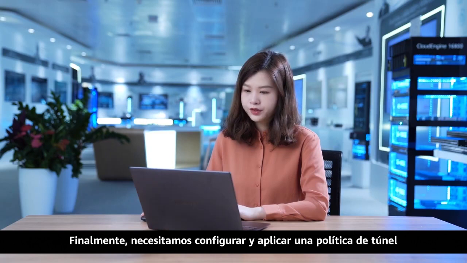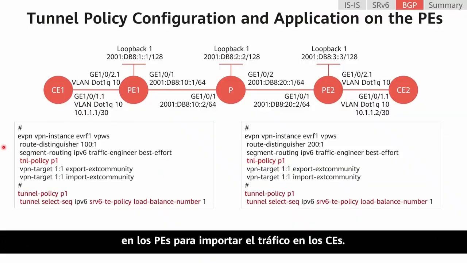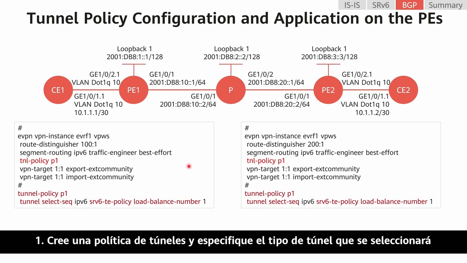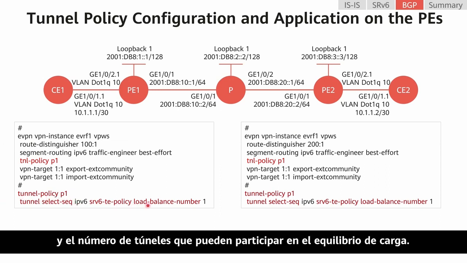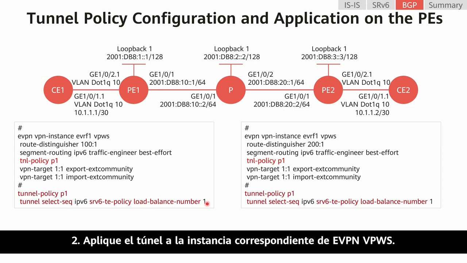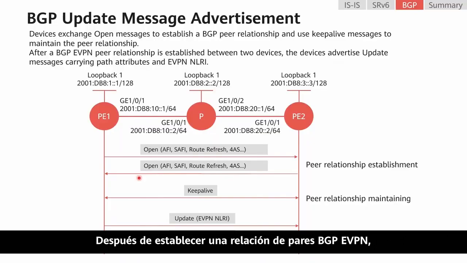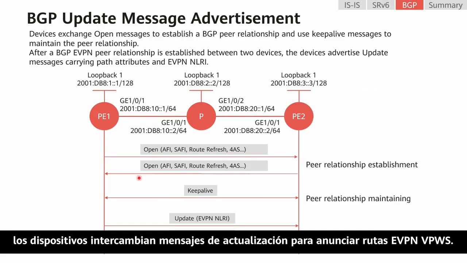Finally, we need to configure and apply a tunnel policy on the PEs to import the traffic on the CEs. The configuration mainly includes the following 2 steps. First, create a tunnel policy and specify the tunnel type to be selected and the number of the tunnels that can participate in load balancing. Second, apply the tunnel policy to the corresponding EVPN VPWS instance. After a BGP EVPN peer relationship is established, the devices exchange update messages to advertise EVPN VPWS routes.